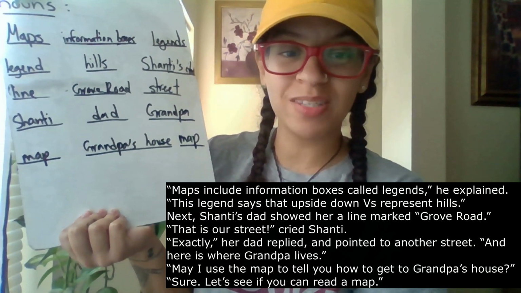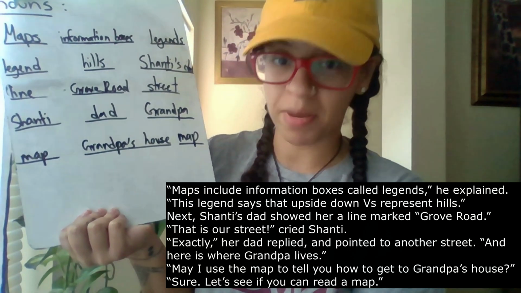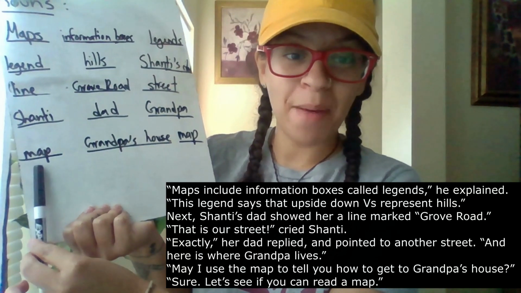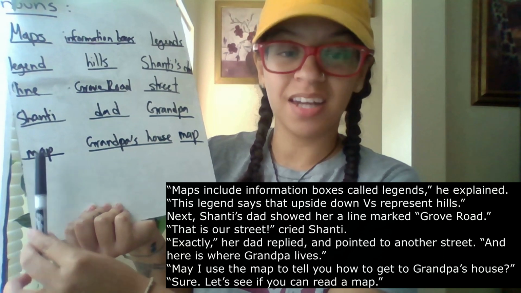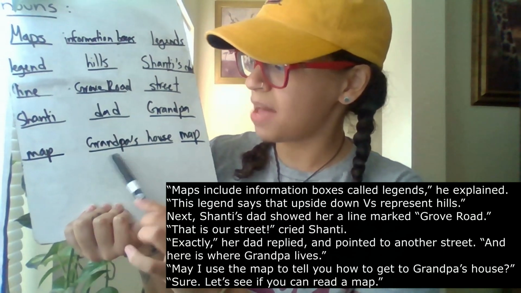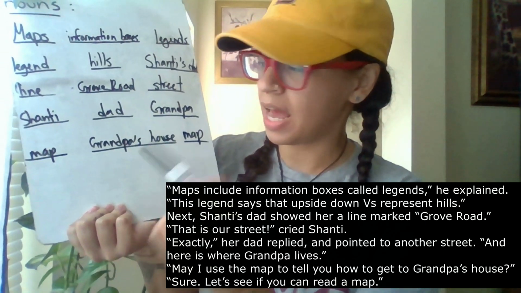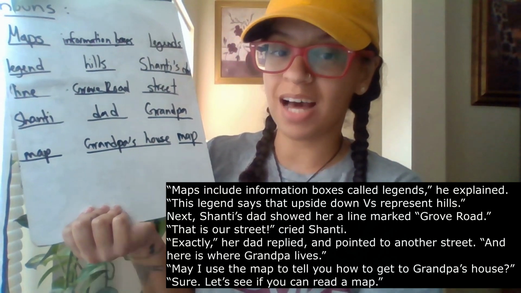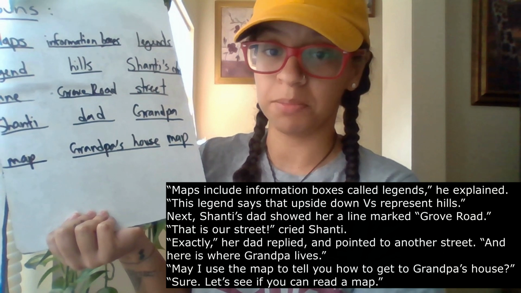Next sentence. May I use the map to tell you how to get to grandpa's house? May I use the map? A map is a thing. It's a noun. To get to grandpa's house. If you put grandpa or house by itself, no big, that's fine. But grandpa's house is a noun. It's a place.